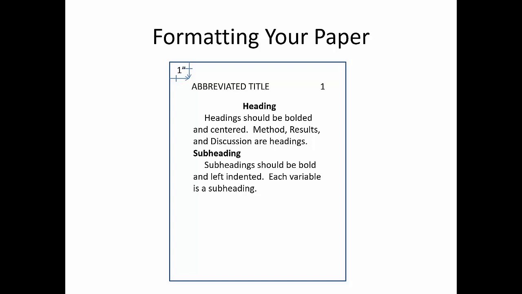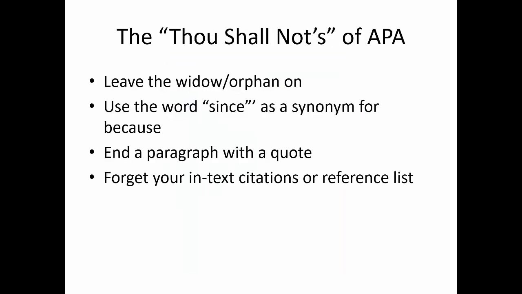This header would involve both an abbreviated title of your paper, which can be a simple listing of the variables, and a page numbering. The abbreviated title should be left aligned, and the page number should be right aligned. Main headings should be bold and centered, while first level subheadings should be bold and left aligned. APA also includes several rules of things you should not do.